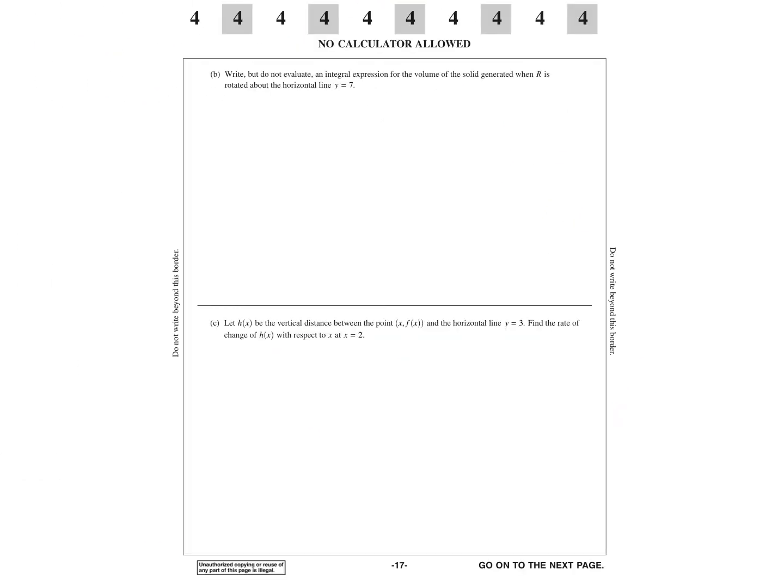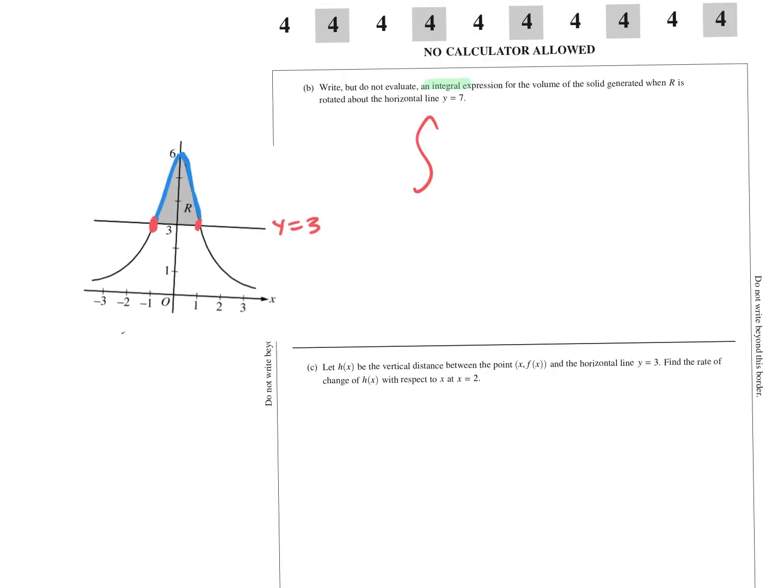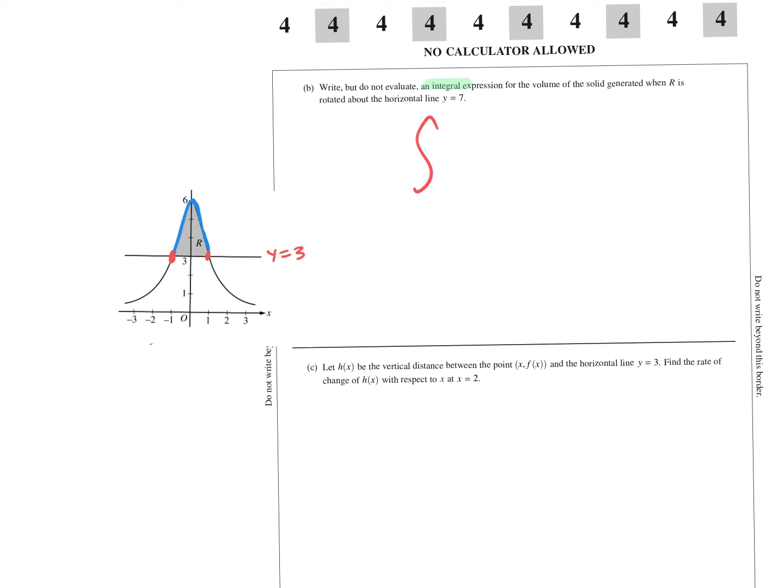Okay, now we're going back to these areas and volumes that we were practicing in the last section. Part B says, hey, write but do not evaluate an integral. Cool, I know I need an integral of the volume. Volume is just area of that cross section where we're rotated around the horizontal line, y equals 7.